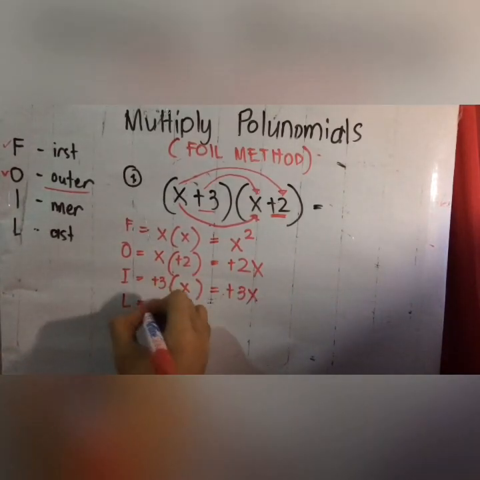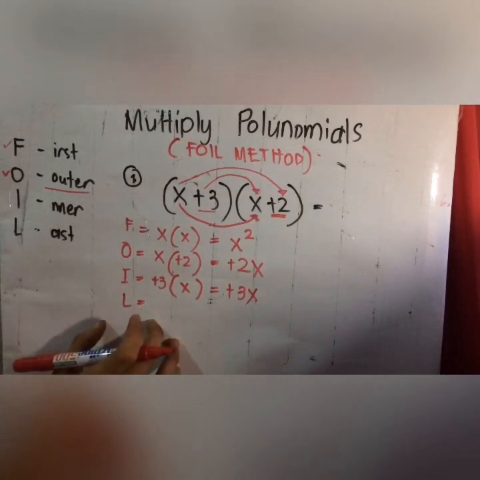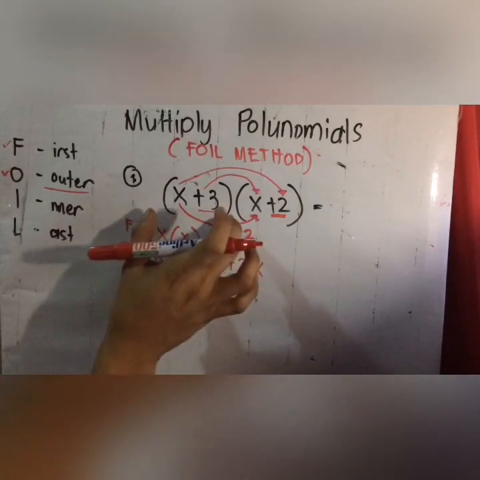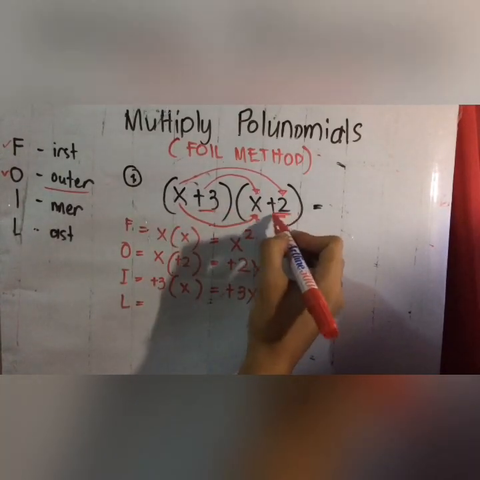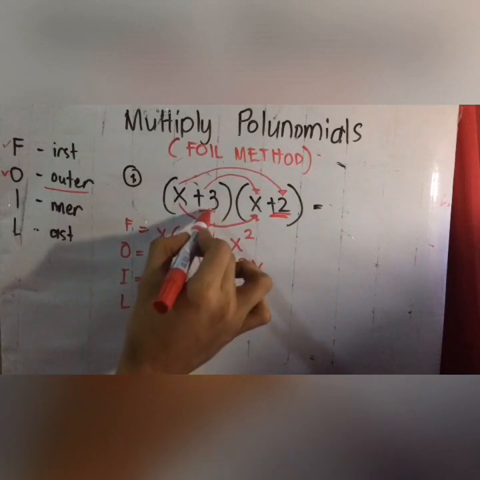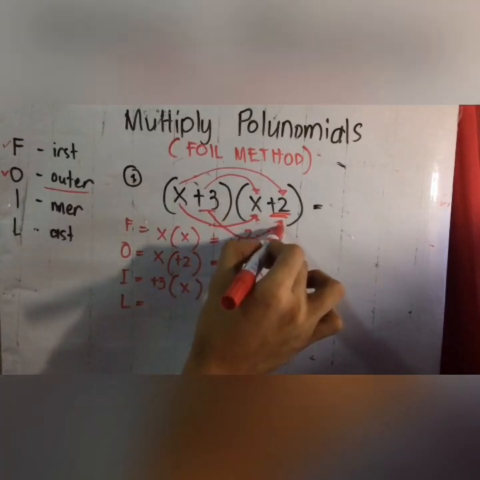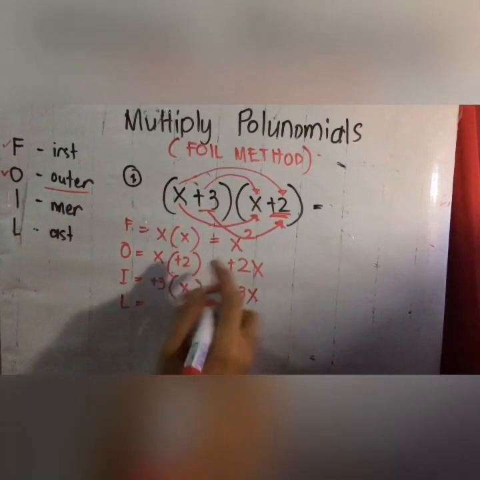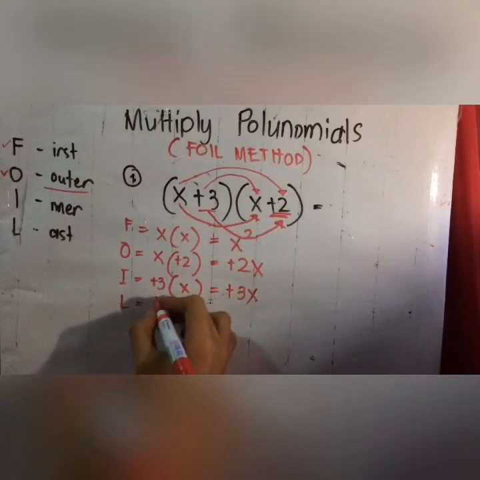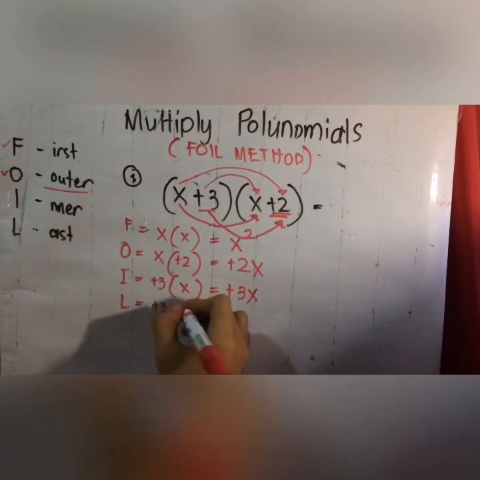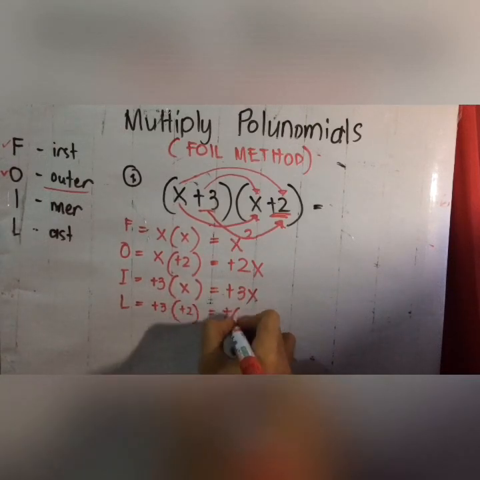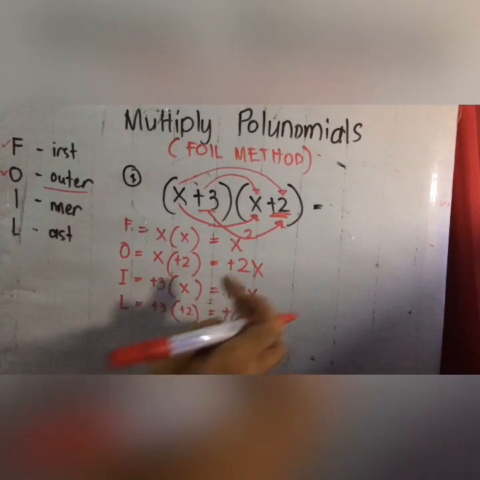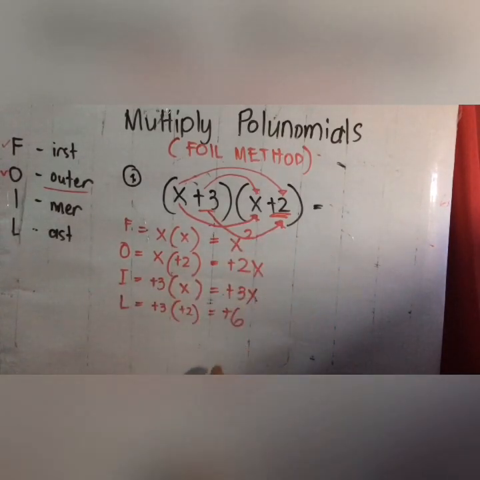And lastly is to find the product of the last terms. From this given polynomial, our last term is positive 3. From this, our last term is also positive 2. So we have to distribute positive 3 to positive 2. Since we are distributing, we use multiplication. So positive 3 times positive 2 is equal to positive 6. So we are done finding the products of F, O, I, and L.